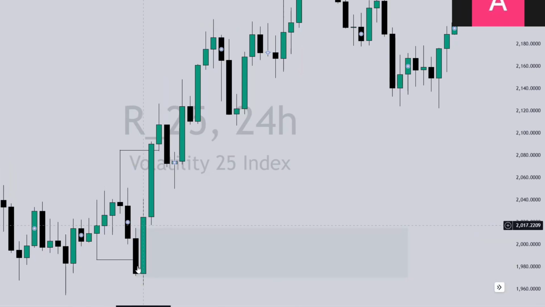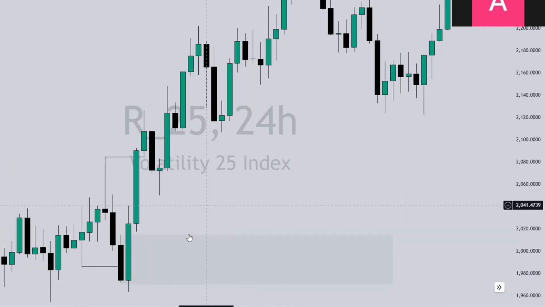So in cases like this, you are waiting for market to come back to areas like this and give you a good confirmation to tell you that we are going to be moving to the upside before you jump into the market. So it is also a valid zone.